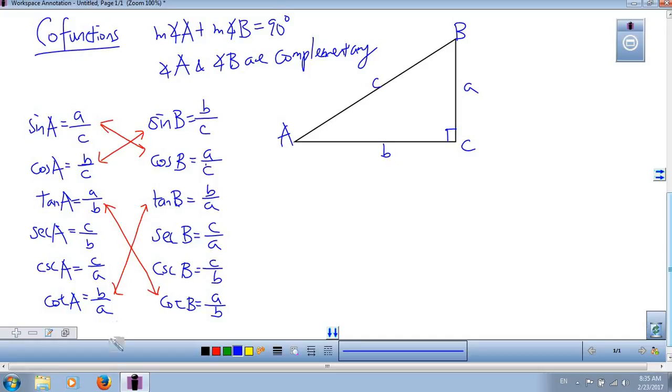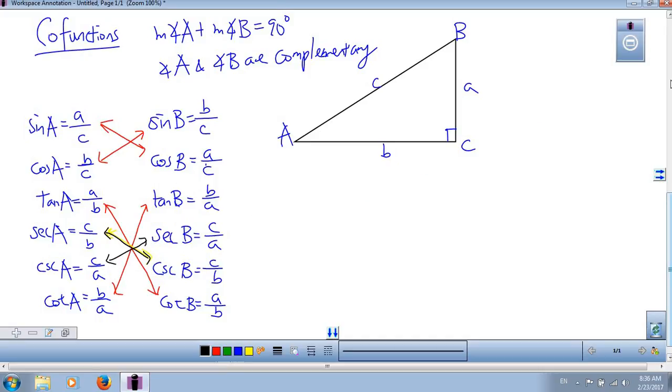They are the same, right? And we have another pair. You see that secant A and cosecant B, let me use black here because that's too light, secant A and cosecant B are the same. Cosecant A and secant B are the same.